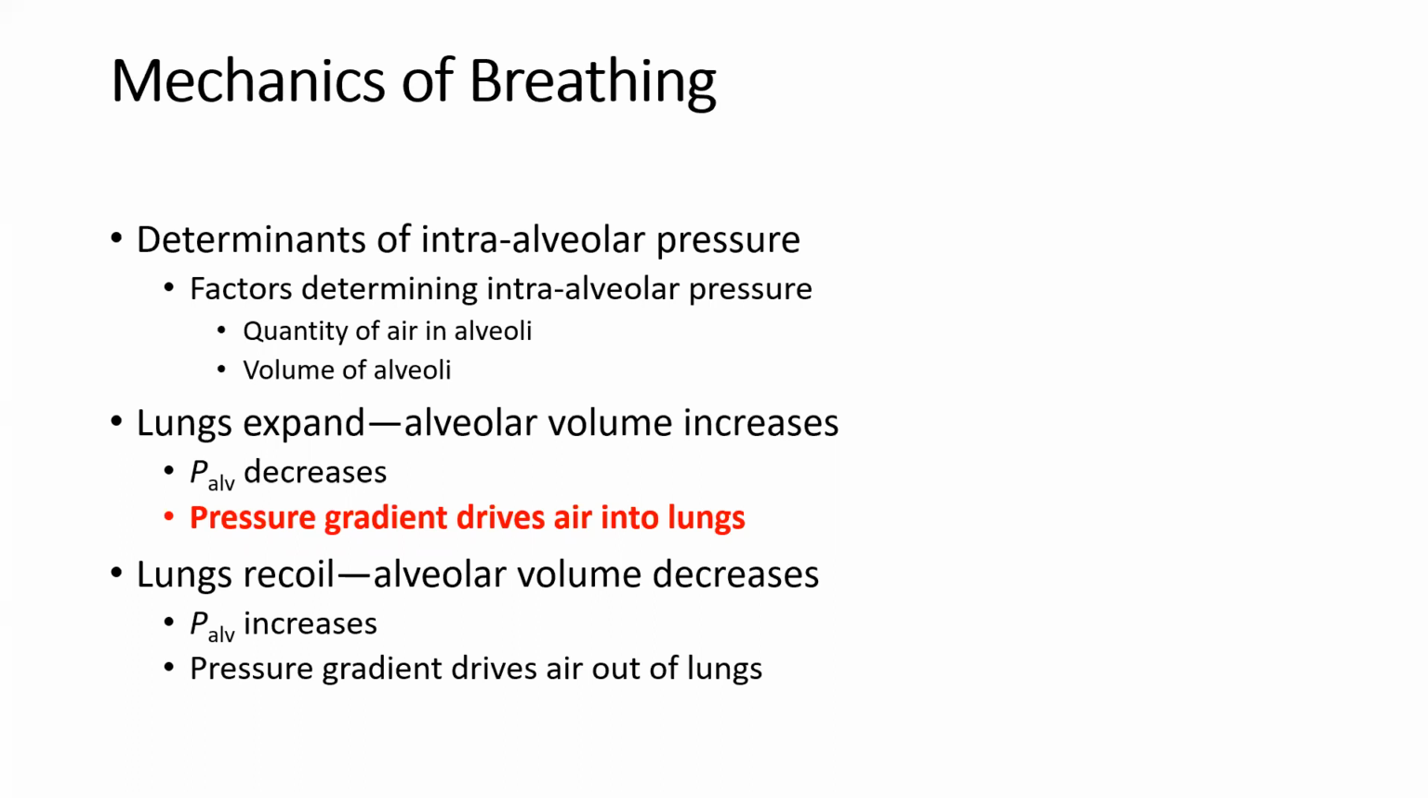The second thing is going to be the volume of the alveoli, right? And that will change depending on the state of the thoracic cavity, which is increasing the volume of the thoracic cavity. And by extension, remember, the thoracic cavity is tightly adhered to the lungs. So if I increase the volume of the thoracic cavity, I increase the volume of my alveoli, and then I decrease the pressure within that alveoli. So the determinants of intra-alveolar pressure are the quantity of air, the number of gas particles in the alveoli, as well as the volume of the alveoli, right? Whether they're expanded or whether they are contracted and recoiled. Okay.